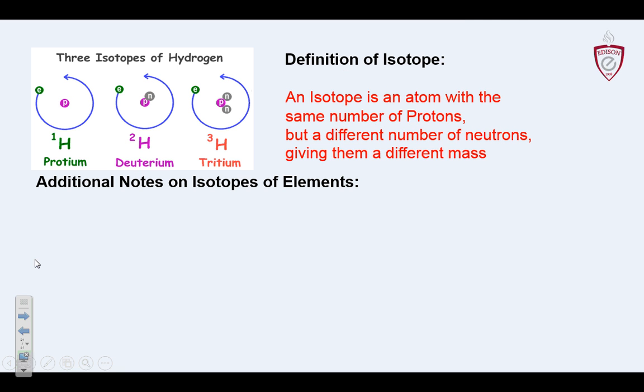The definition of an isotope is an atom with the same number of protons but a different number of neutrons, hence giving it a different mass. Because remember, protons and neutrons are the only parts that have mass, and they are in the nucleus.